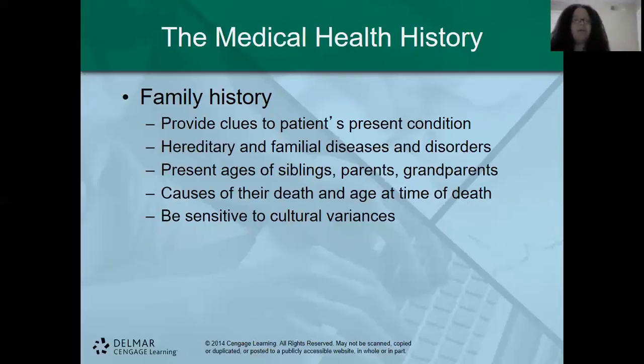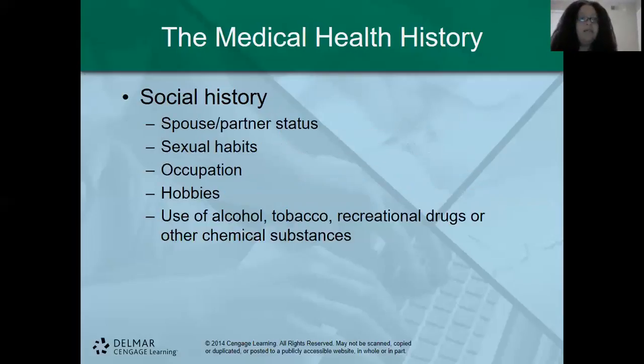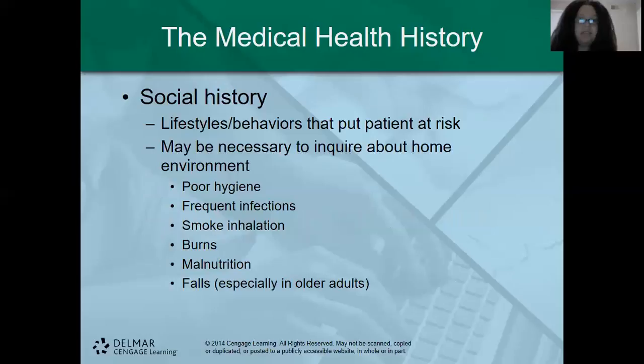Family history, I already talked about that. Social history, already talked about that. Just their occupation, hobbies, sexual habits, spouse and personal status, their recreational use. Do they do recreational activities, use alcohol, tobacco, or other chemical substances? Some other things that I didn't touch on are their lifestyle and behaviors that could put the patient at risk. Some of it being their drug use, some of it being that they might share needles with someone and that could put them at risk.